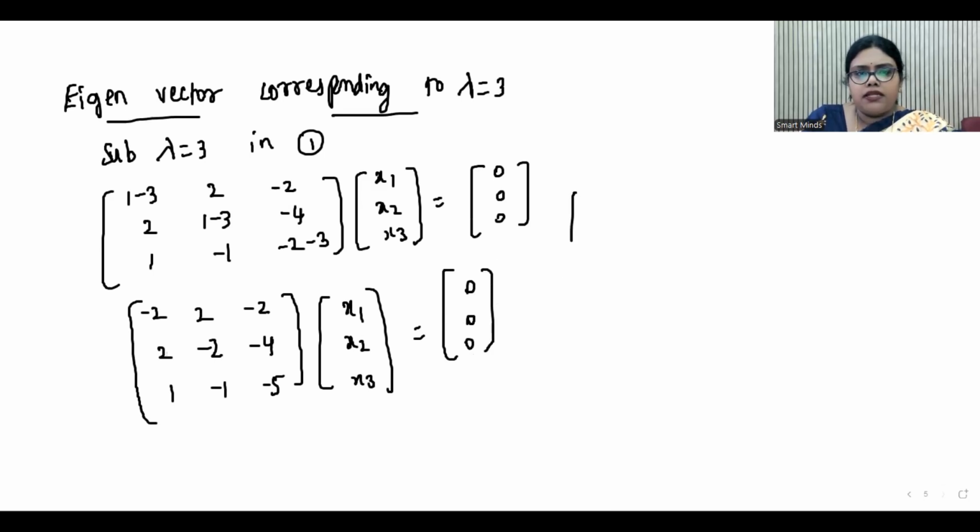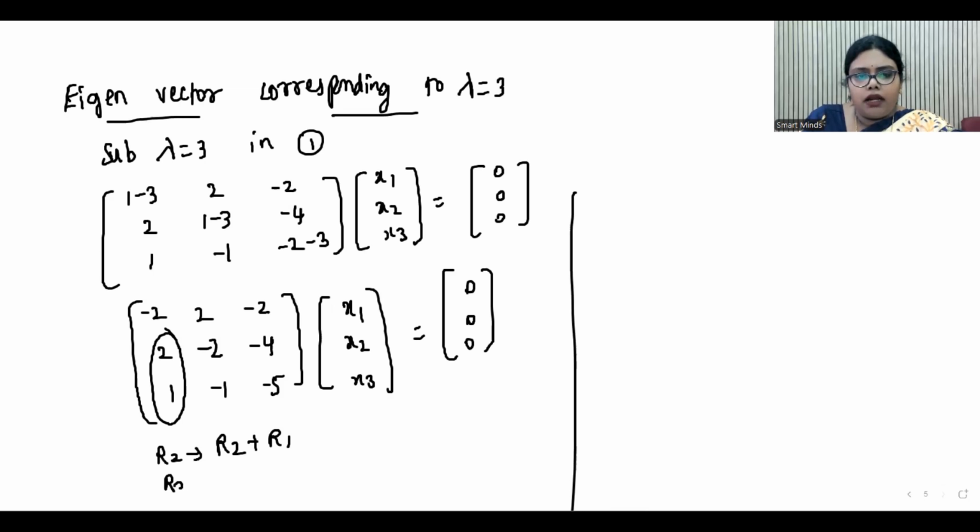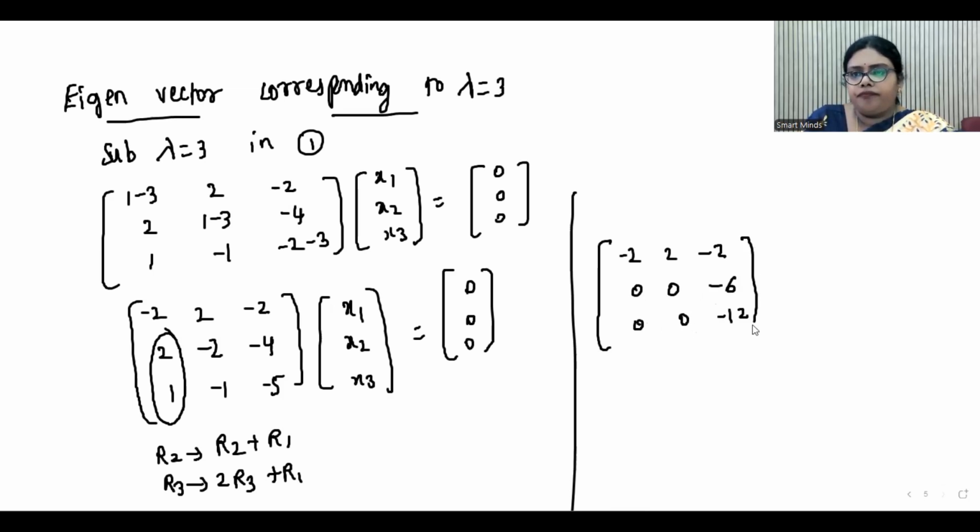Now if you multiply this, what do you get? Now before multiplying, we need to reduce this. So let us make these two as zeros. So what to do? R2 is R2 plus R1 and R3 is 2R3 plus R1. So those two elements will become zeros. First row we are not changing. Now second row you will get 0, 0 minus 6. Third row you will get 0, 0 minus 12 into x1, x2, x3.